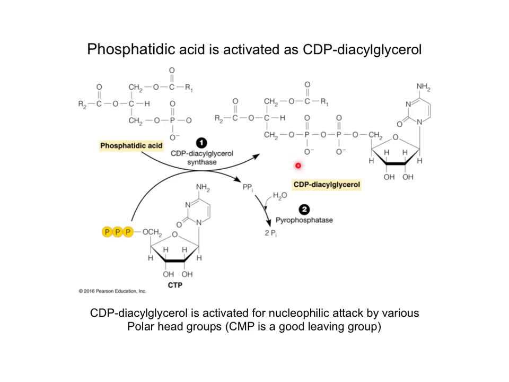diacylglycerol, CDP. Alright. The pyrophosphate that is released is hydrolyzed into two inorganic phosphates, and remember, anytime we have a reaction that's coupled with the hydrolysis of pyrophosphate, that makes the overall process irreversible. Now that we have this CDP diacylglycerol, now we have a good attachment point for any of the head groups to make our various phospholipids.